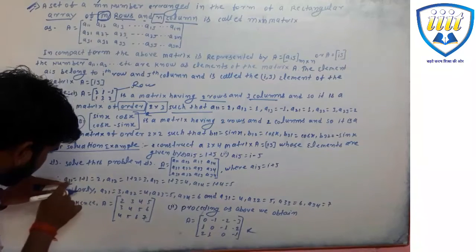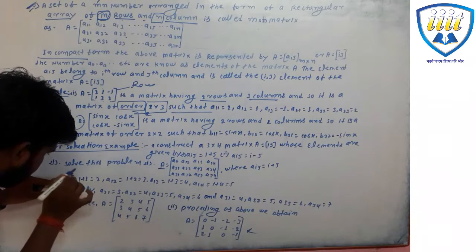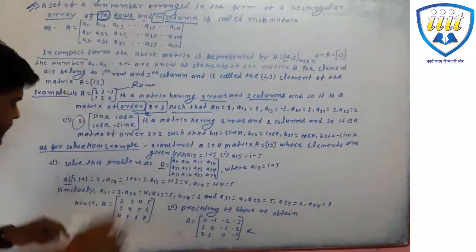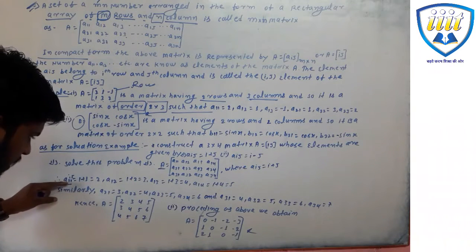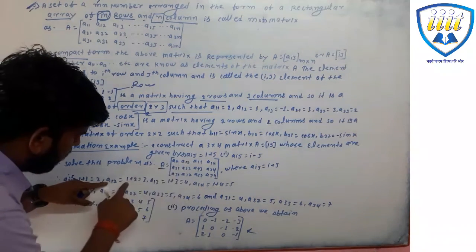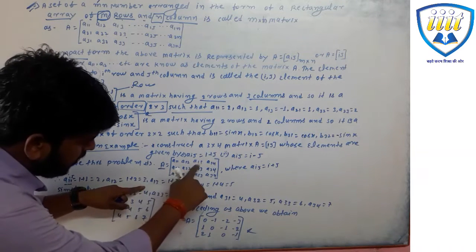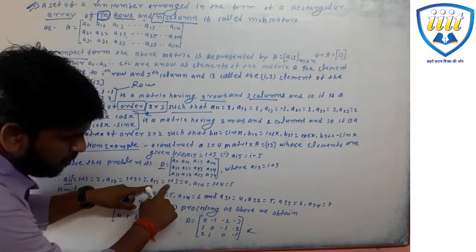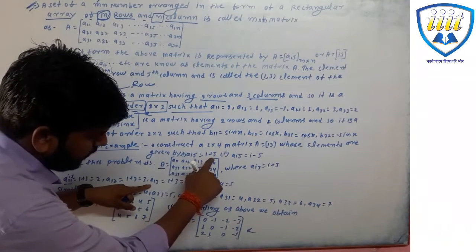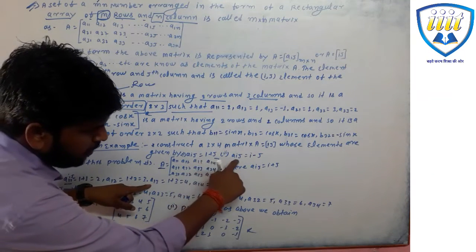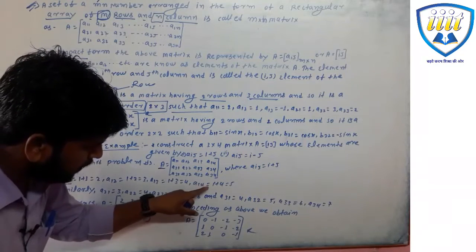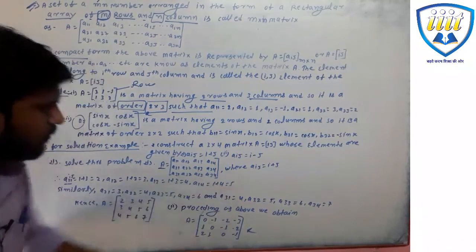Here Aij means 1 plus 1. For example, A11 is 1 plus 1 equal to 2. A12 is 1 plus 2 equal to 3. A13 is 1 plus 3 equal to 4. A14 is 1 plus 4 equal to 5.